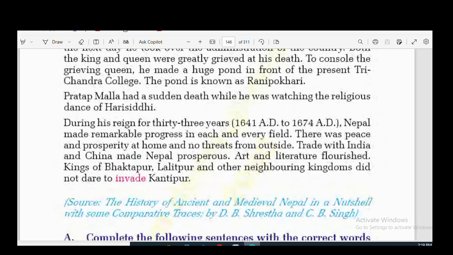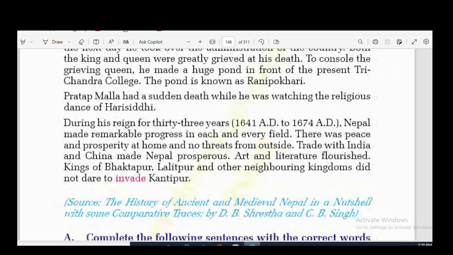During his reign of 33 years, from 1641 to 1674, Nepal made very remarkable progress. Nepal was well developed in each and every field. There was peace and prosperity at home and no threats from outside.